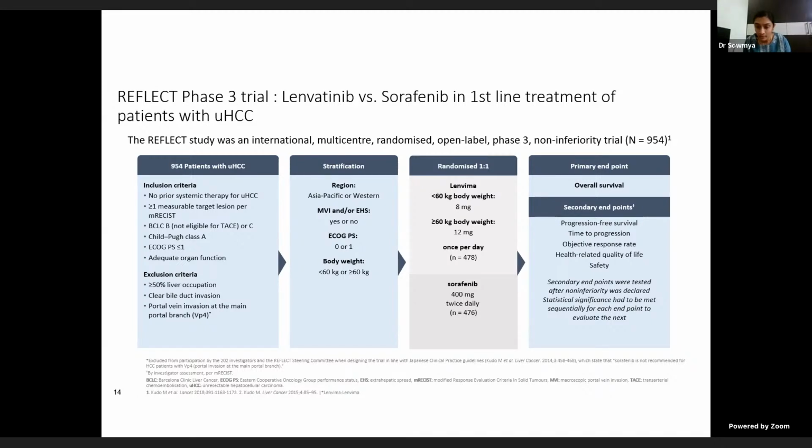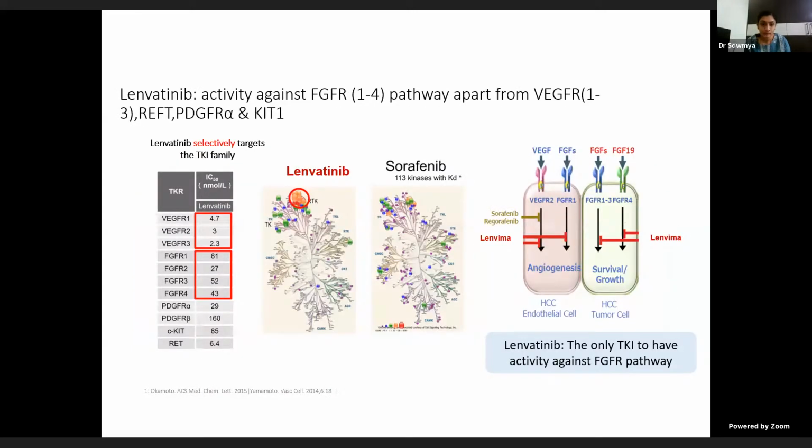Lenvatinib was used at a dose of 8 milligrams per day in patients with body weight of less than 60 kg and 12 milligrams per day in body weight of more than 60 kg. Sorafenib was given at a dose of 400 milligrams twice daily. The primary endpoint was overall survival, and the secondary endpoints were progression-free survival, time to progression, objective response rate, health-related quality of life, and safety. Lenvatinib is also a multi-kinase inhibitor, which, in addition to VEGF receptor activity, also shows activity against FGFR 1 to 4, which is not observed with sorafenib.